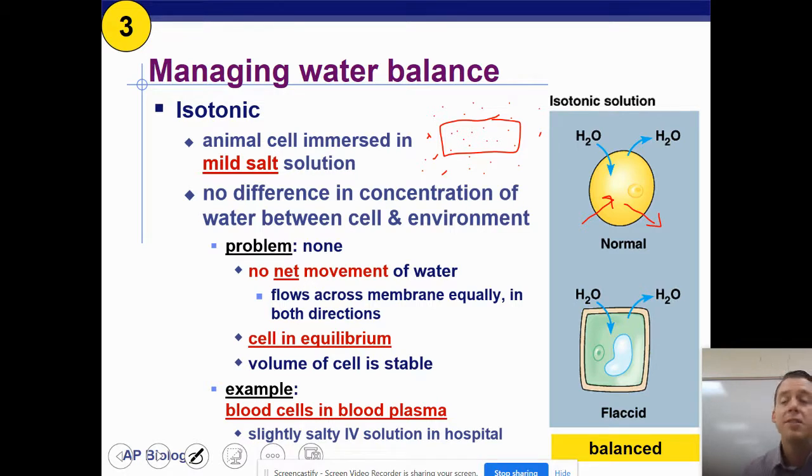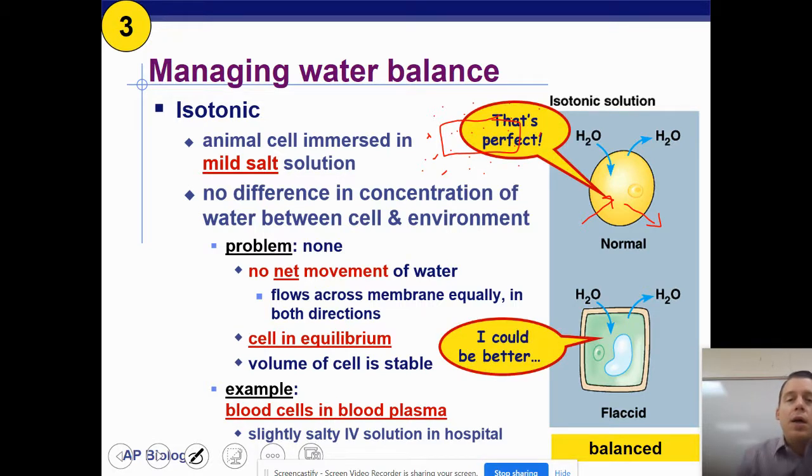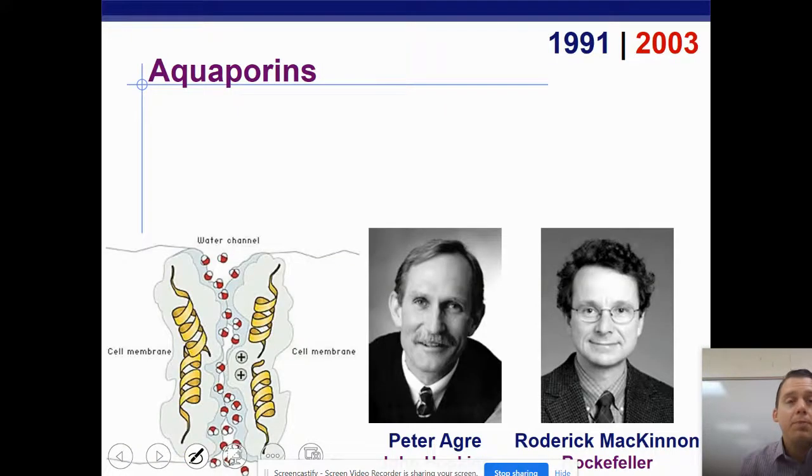So our blood cells are in blood plasma, and that is an isotonic solution. And when you get an IV, it's also going to make an isotonic solution so your blood cells don't change too much. All right, so that cell is perfect, and the plant cell could be better.